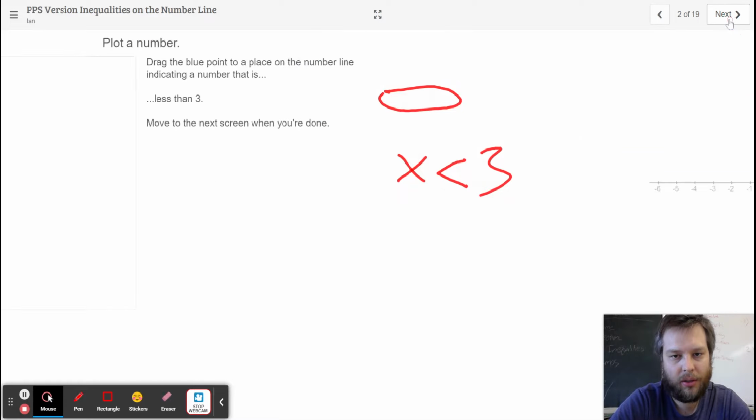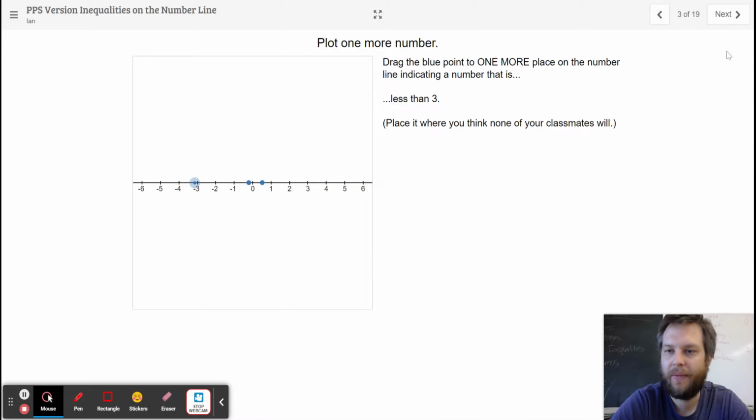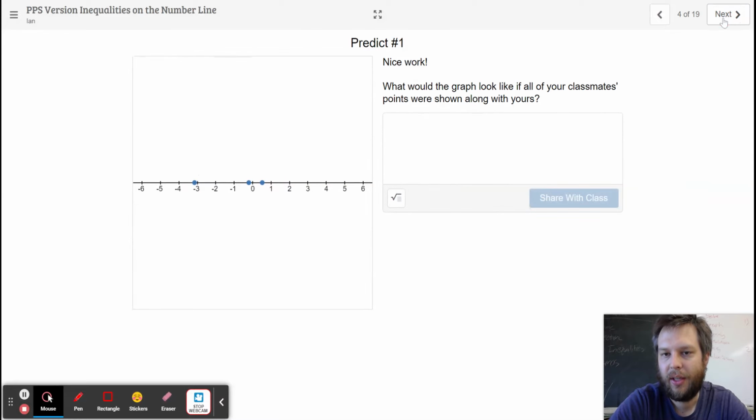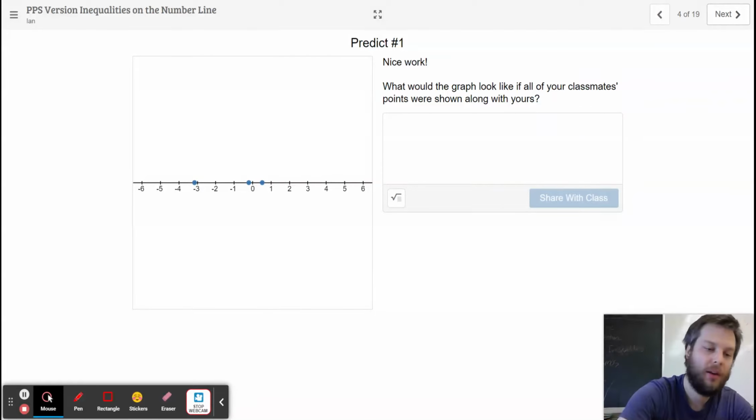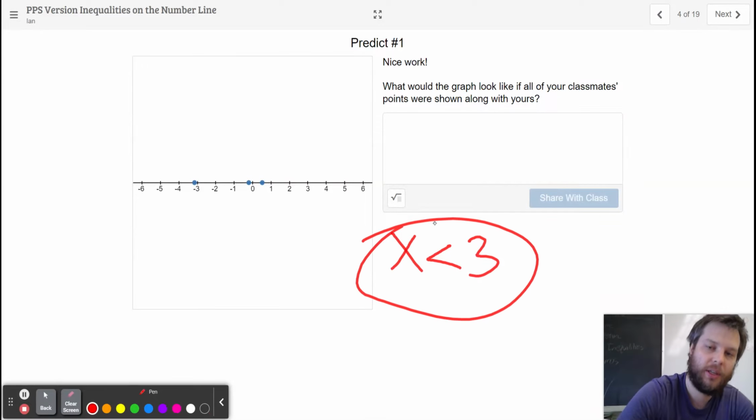I put a dot there. That's a number that's less than 3. I could put a dot right there. That's another number that's less than 3. I can put another dot right there. That's another number less than 3. So I hope we can see that there are an infinite number of dots that we can put that are less than 3. In other words, there's an infinite number of solutions to this inequality.